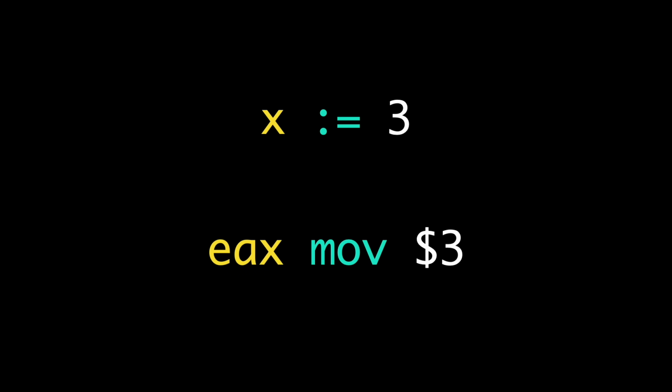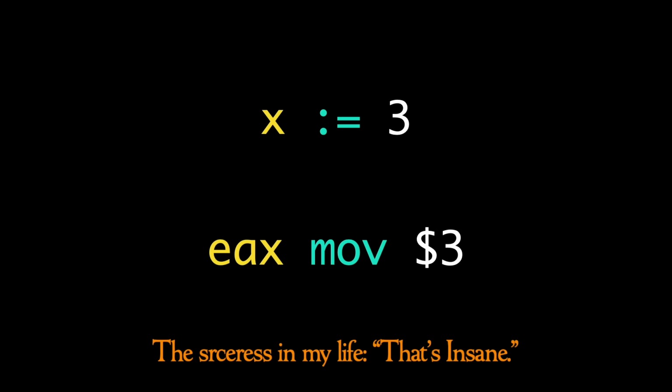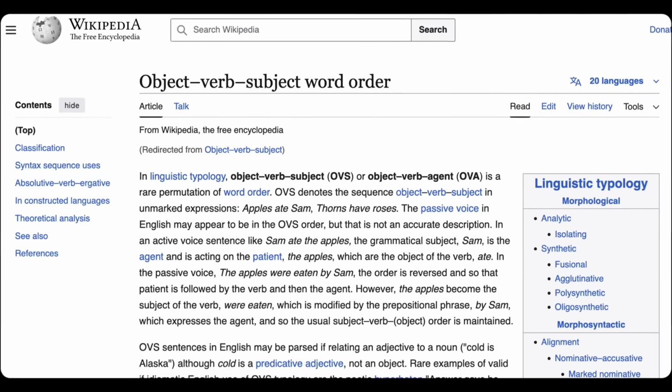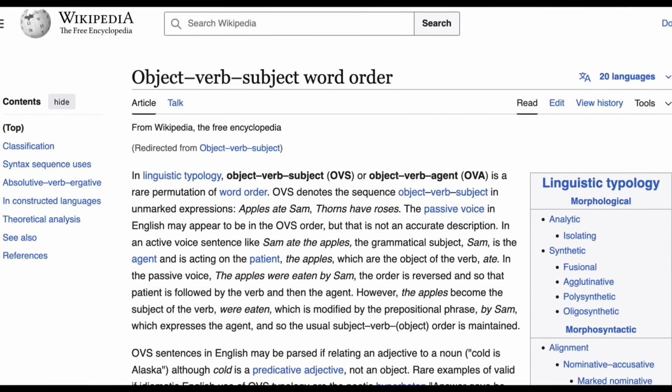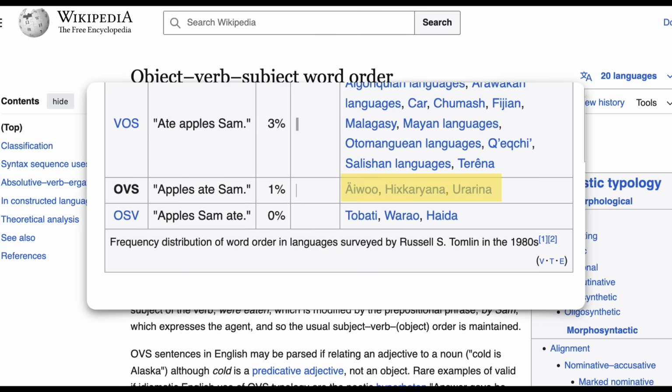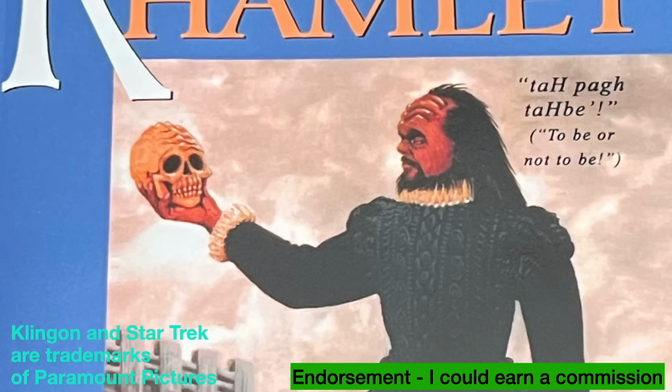But the reordered assembly looks kind of reasonable to me. It's like the Intel syntax, but with the operator in the middle, and it has the same word order as the high-level code. This object-verb-subject word order that we use in our programming is grammatically very rare in language. Wikipedia lists only 3 terrestrial languages with less than 20,000 native speakers. But there's a notable extraterrestrial language that uses this word order, Klingon.